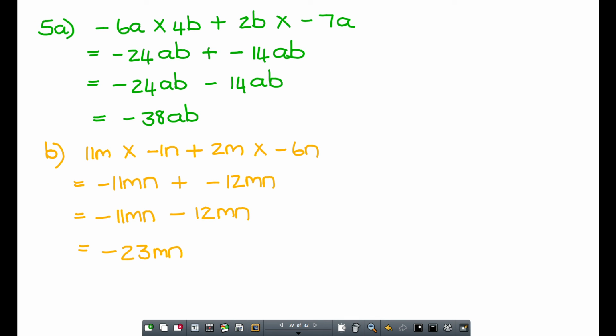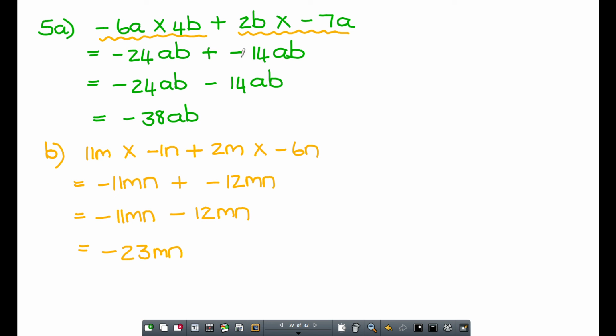Okay. Now at number 5, we also just had to simplify. And again, BODMAS is very important. So in this first one, you will see that I did the multiplication first. And minus 6a times 4b gave me that minus 24ab. And then I say plus, and now I multiply these last two. 2b times minus 7a will give me minus 14ab.